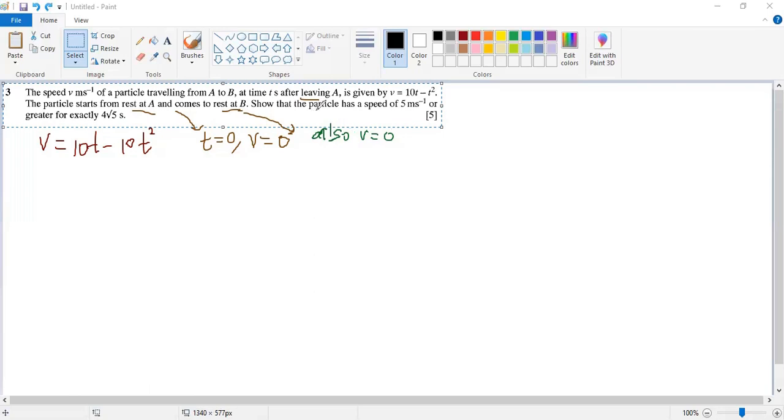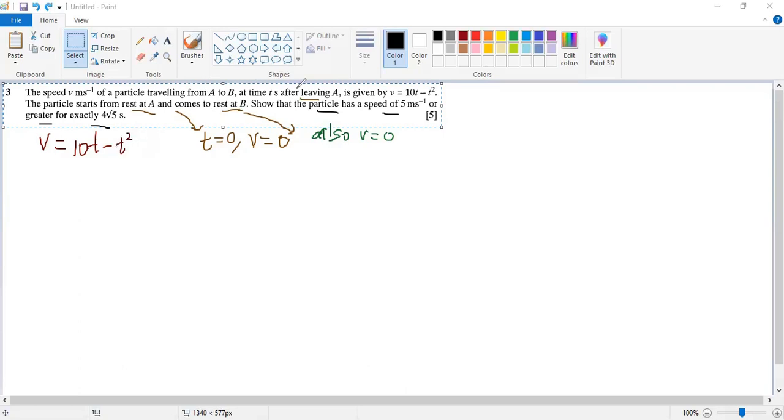Please take note. So show that the particle has a speed of 5 meters per second or greater for exactly this. Is a great question. Okay, so they want an inequality. 10t minus t squared. Sorry, thanks for the slight correction, Matthew. All right. Good one. Okay, so 10t minus t squared. Eventually, the t squared term will still dominate. Well done. Okay, now let's begin on this.